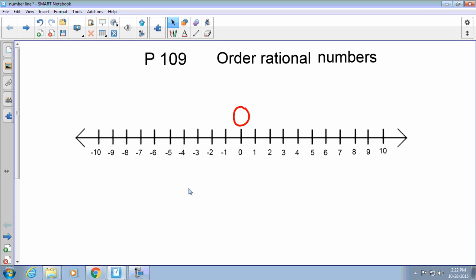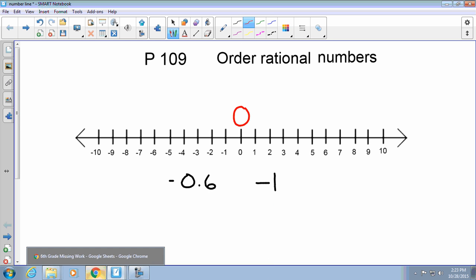The numbers we're dealing with are negative 0.6 and negative 1. The easiest thing to do is just to plot them on your number line. Now, obviously, we know where negative 1 would be on our number line. Negative 1 would be right there where negative 1 is. The hard part is we've got to figure out where negative 0.6 would go.